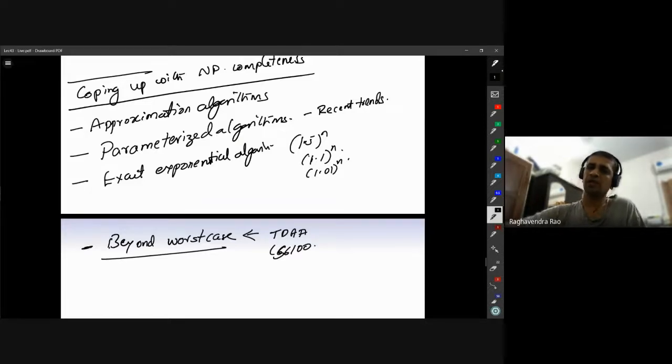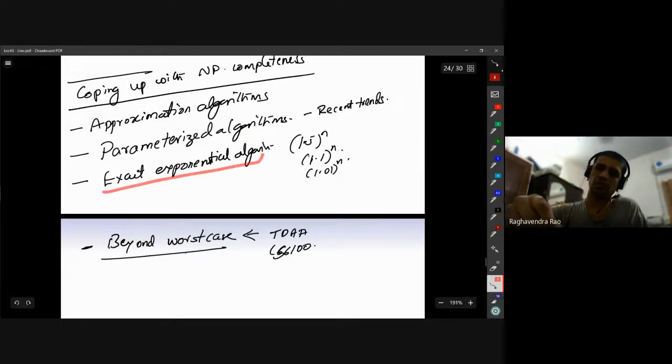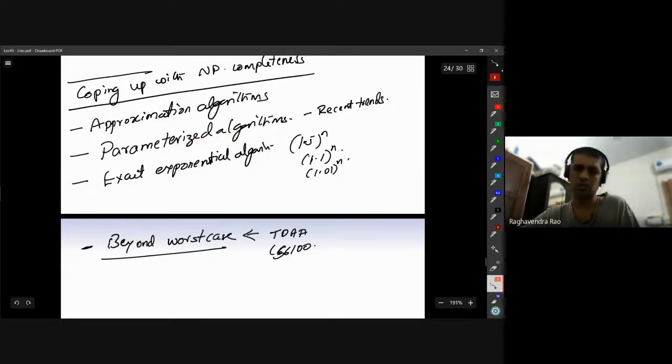I believe the exact exponential algorithms might also be covered by Akanksha in the same course. Approximation algorithms was usually taught by either Narayana Swami or Ravishankar Krishna Swami. This year, I think it's not being offered. I'm not very sure.